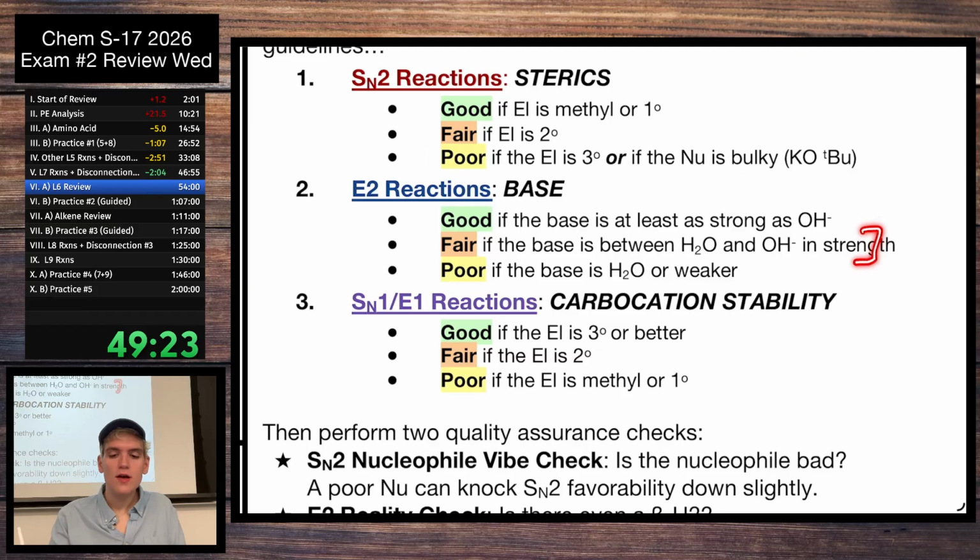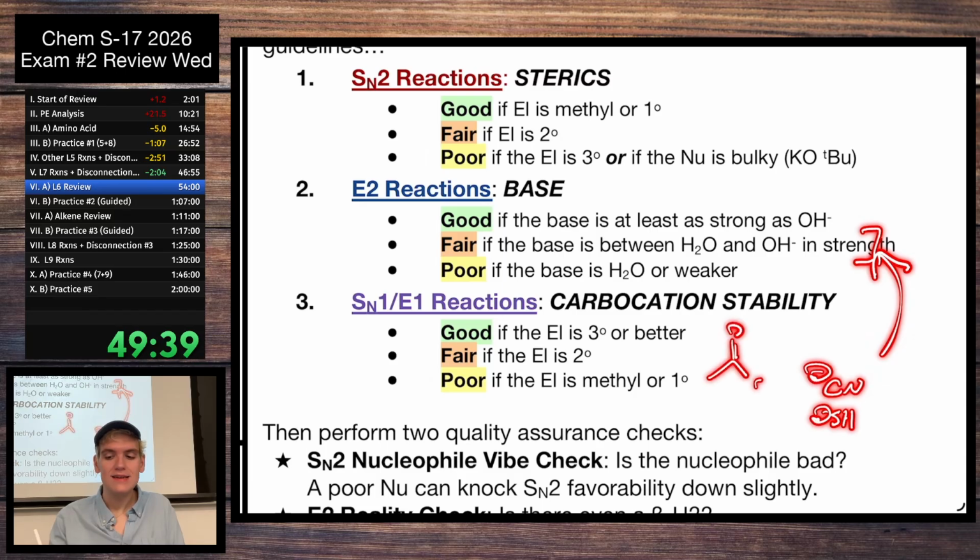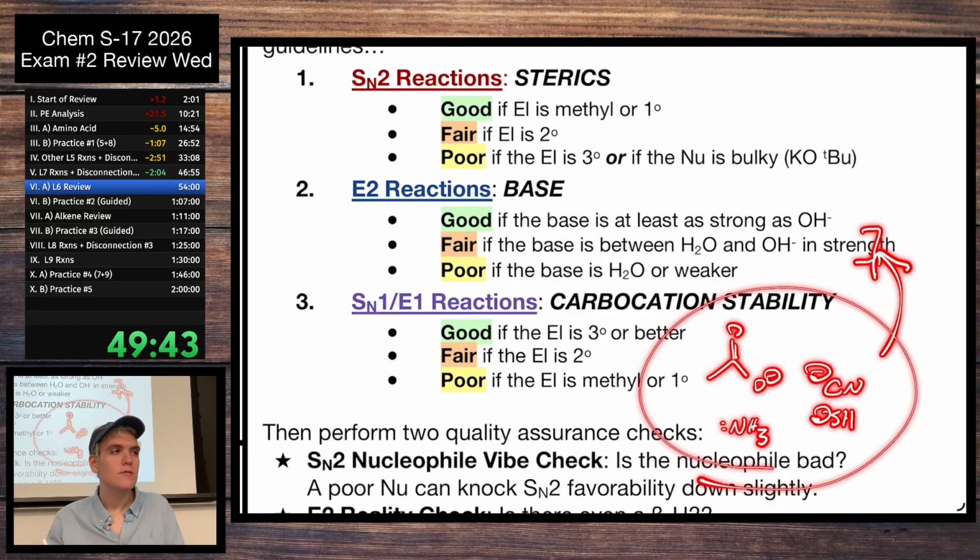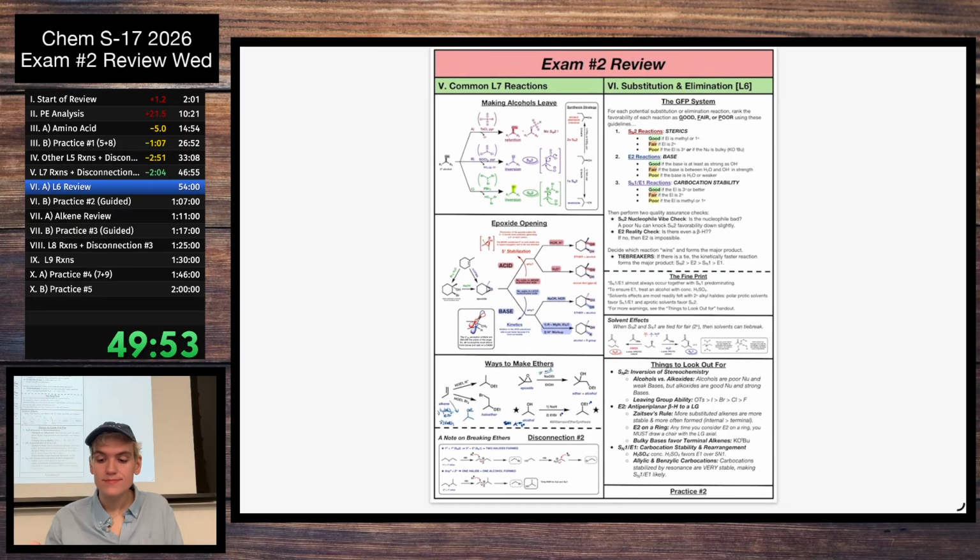What are examples of our fair bases? CN, what else? SH. Anyone else? We have our acetate, and then I think they also put NH3 here. These are the only ones to really watch out for in the middle. Typically, y'all get the good and the poor, but these fair ones can sometimes come out of left field. Cool. I think that's most all I have to say about Lecture 6 stuff.